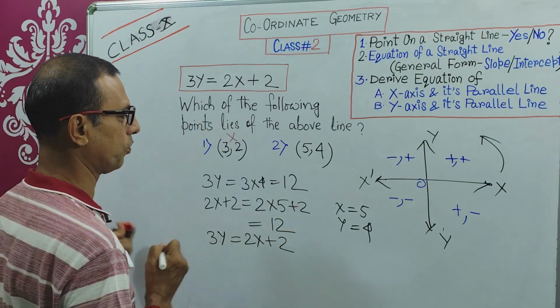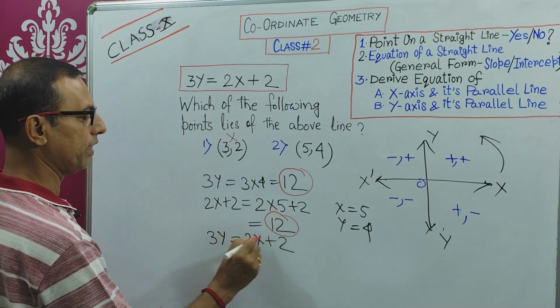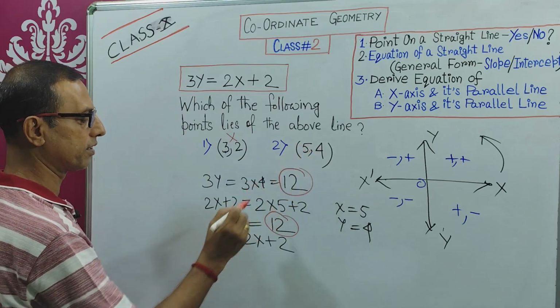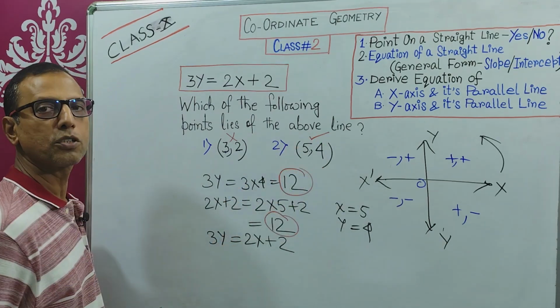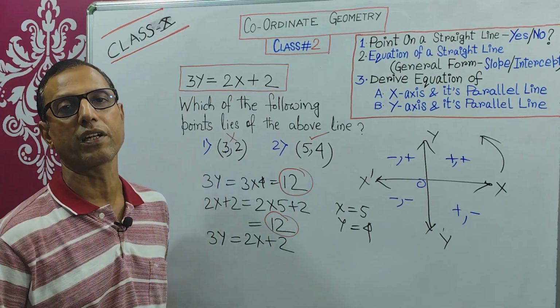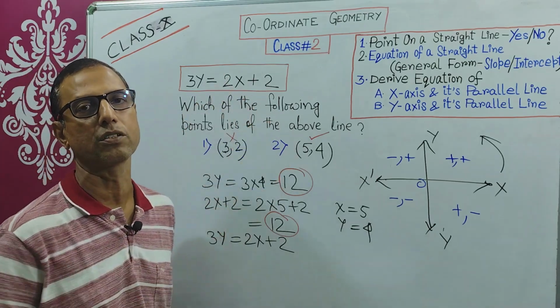In both the cases it is 12. 3y is 12, 2x plus 2 is 12, so 3y equals 2x plus 2. This satisfies this particular point (5, 4), it satisfies this equation. That means it is on the given line. So that is how you need to check whether a given point is on a given straight line equation. If it is satisfying that equation, that means it is on that straight line, otherwise it's not.